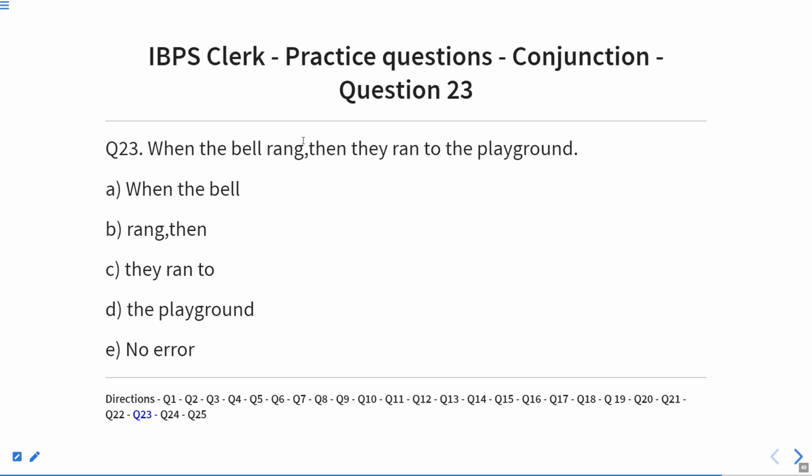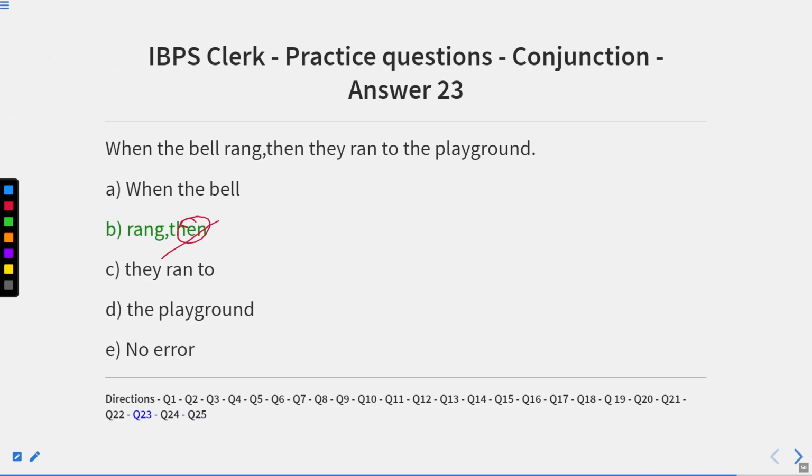Now this is question number 23. Here it is written, when the bell rang, then they ran to the playground. Now when is again a single subordinate conjunction. If there is a word when, it has no pair, because there are only some pair or correlative conjunctions, but this word when is actually not a pair conjunction. Therefore this then word is incorrect in this. So the error is, just remove this word then. So our answer is B, and the correct sentence will be, when the bell rang, they ran to the playground. There is no requirement of the word then. That is superfluous. Now let us move to the next one.